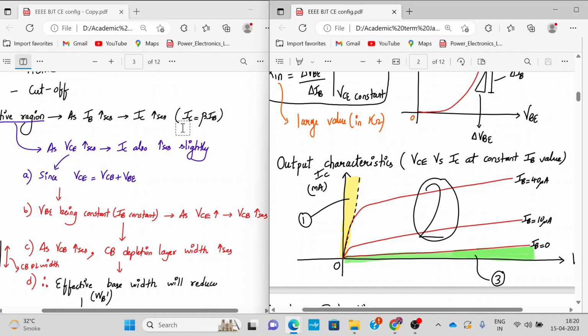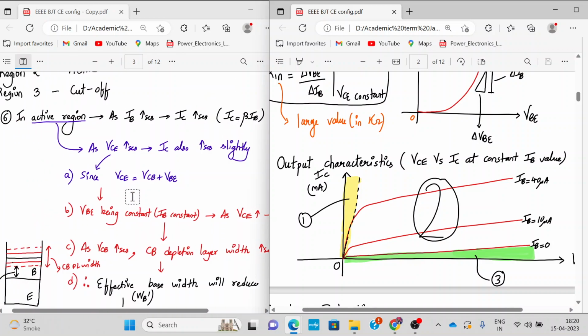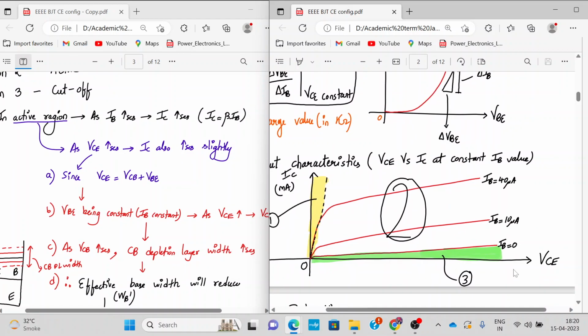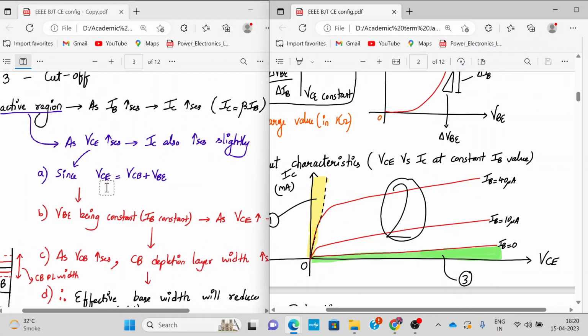So IC will definitely be higher because as we increase the value of IB, IC also increases. Very obvious. Now the second reason is why, with the increase in the value of VCE, IC increases slightly. So let us try to understand that now.